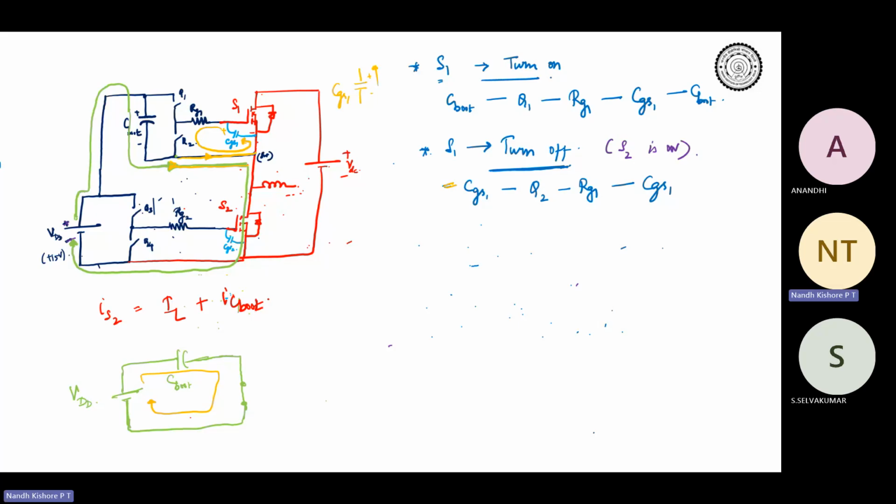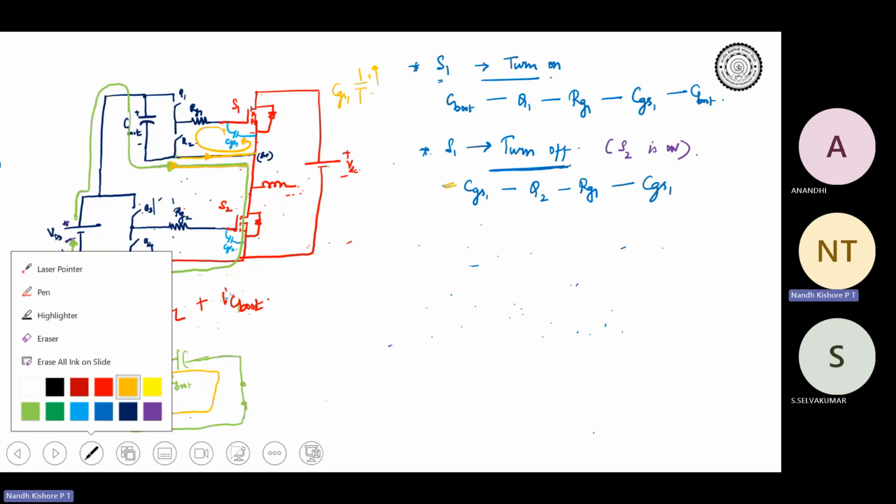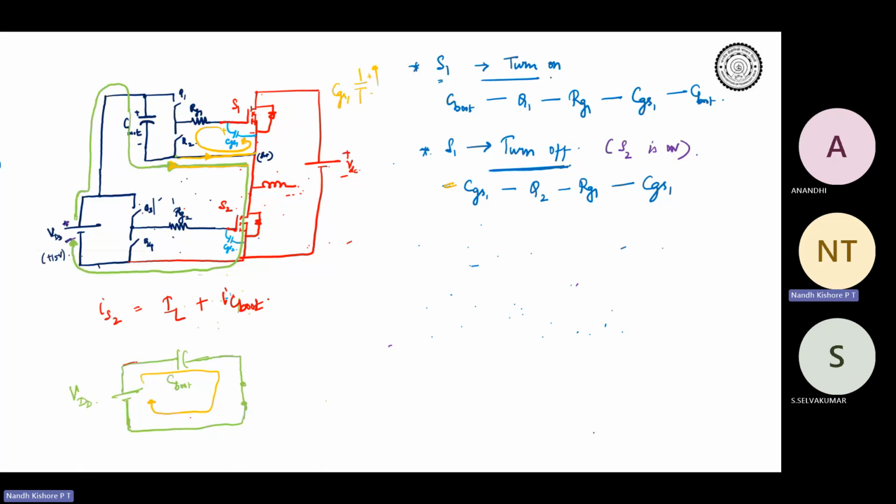C boot is initially uncharged. You are charging up C boot. Do you see any problem if you directly do it like this? We have to connect a resistor before the capacitor. Because if you don't have a resistor, there will be a huge current. The impulse current will be very high. So you have to connect a resistor.